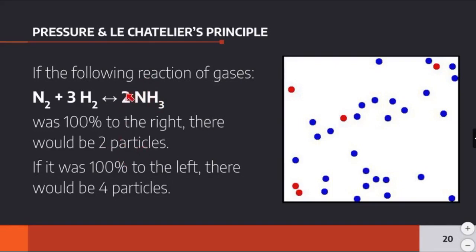But let's imagine the reaction was 100% the other way. It was all on the left and there was none on the right. Well, over here, there's 1 N2 plus 3 H2 for a total of 4 particles. So if this reaction were entirely on the right, there would be 2 particles. If it were entirely on the left, there would be 4 particles.